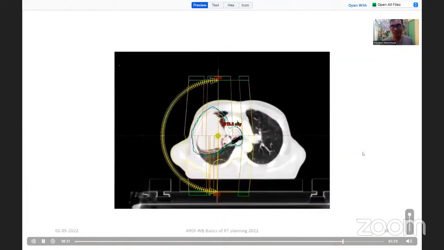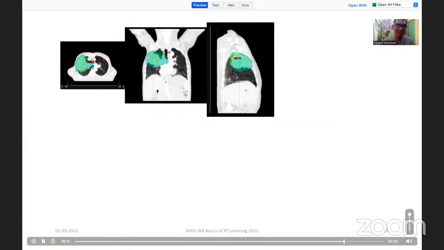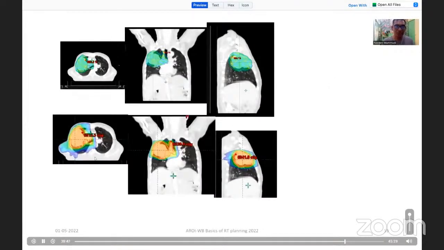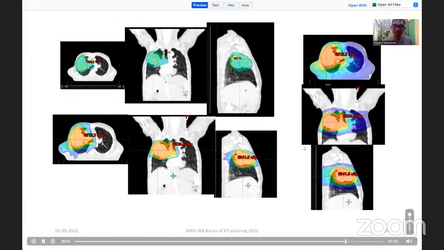This is just an example of a patient who was treated at our institution with a large upper lobe and middle lobe tumor with mediastinal lymph nodes, subcarinal lymph nodes. This is the field arrangement that we used in this patient. This is the 95% isodose, nicely covering the target. This is the 30 Gray volume, which is quite limited to the same side lung and is not spilling to the opposite side lung.